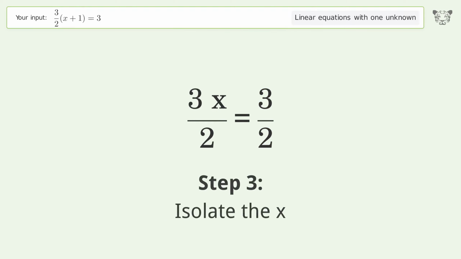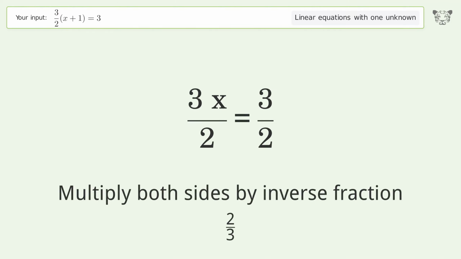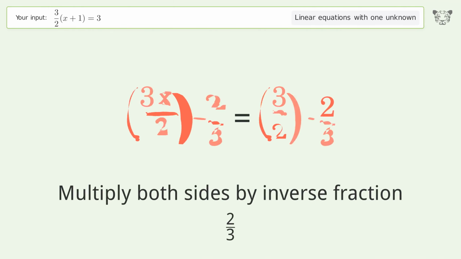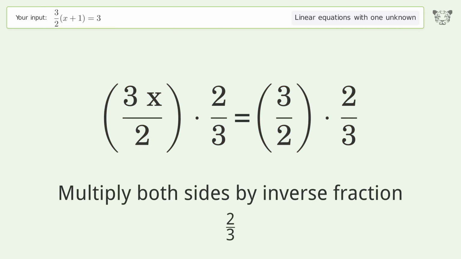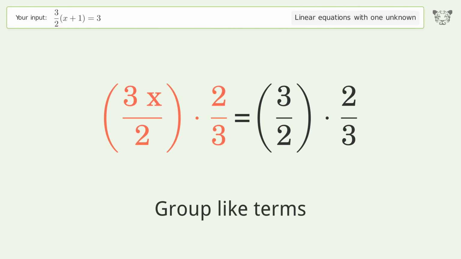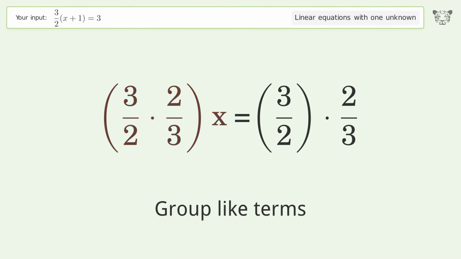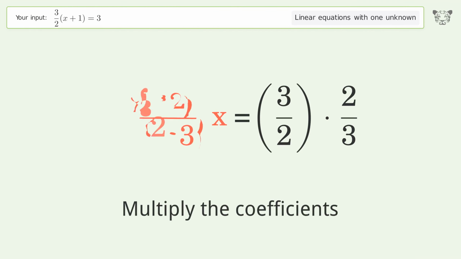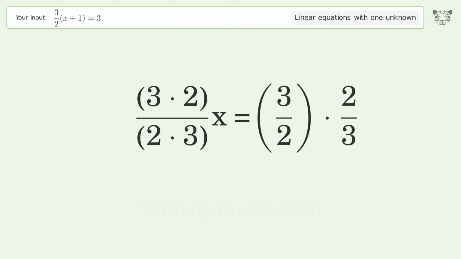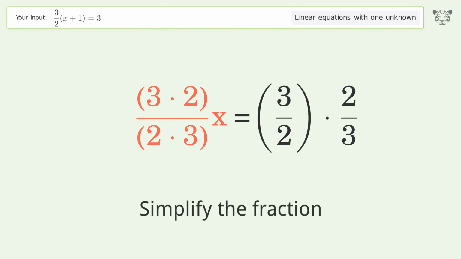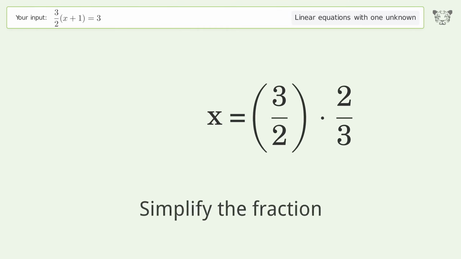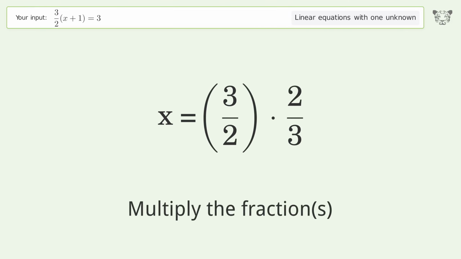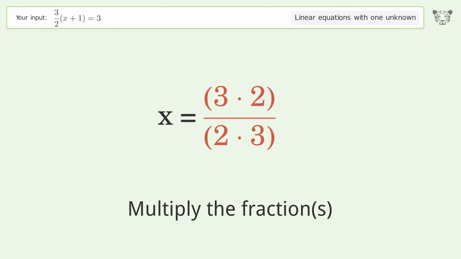Isolate the x. Multiply both sides by inverse fraction 2 over 3. Group like terms. Multiply the coefficients. Simplify the fraction. Multiply the fractions. Simplify the fraction.